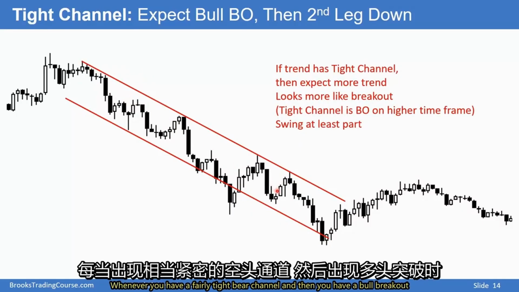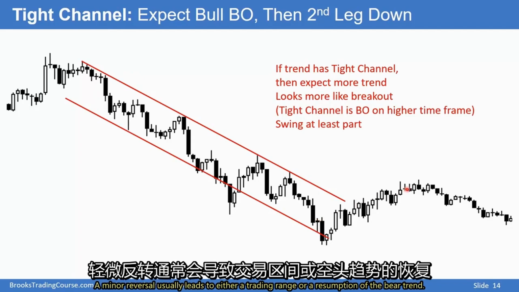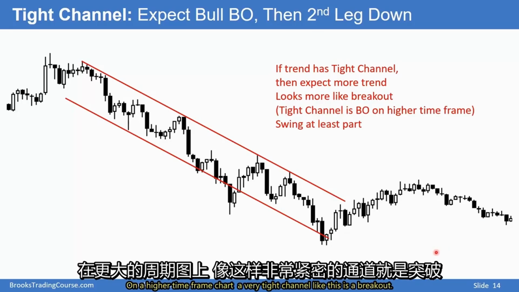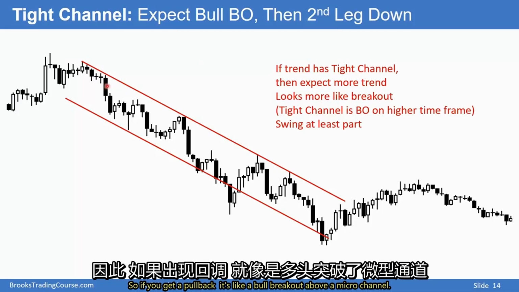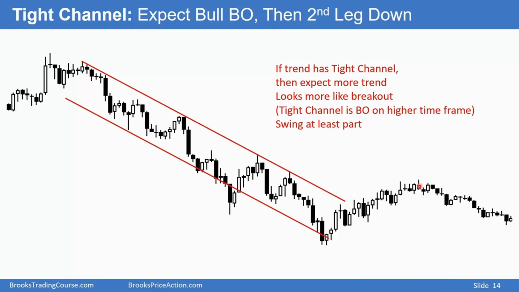Fairly tight bear channel. Whenever you have a fairly tight bear channel and then you have a bull breakout, chances are the reversal up is minor. A minor reversal usually leads to either a trading range or a resumption of the bear trend. On a higher time frame chart, a very tight channel like this is a breakout. So if you get a pullback, it's like a bull breakout above a micro channel on a higher time frame chart. The odds are traders will sell the first breakout to the upside.